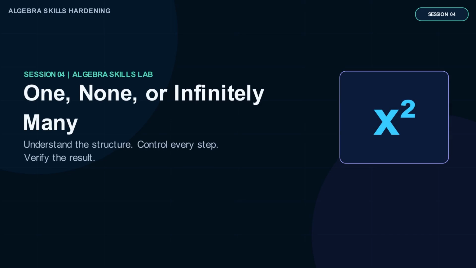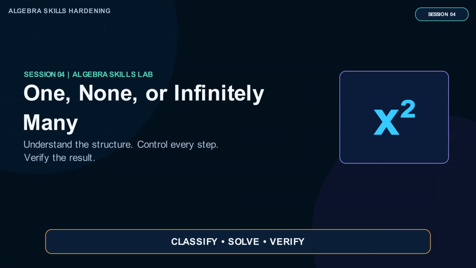Welcome to Session 4: One, None, or Infinitely Many. This lesson strengthens algebra that remains reliable when the numbers or representations become unfamiliar. You will learn to recognize when variable terms cancel completely, to distinguish a contradiction from an identity, and to connect algebraic outcomes to parallel or coincident graphs. Treat these as connected habits.